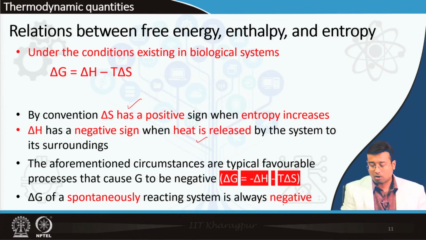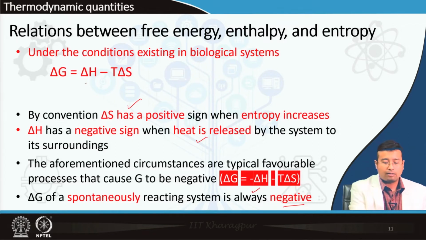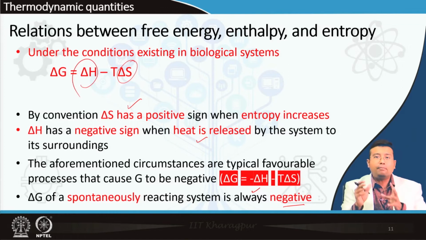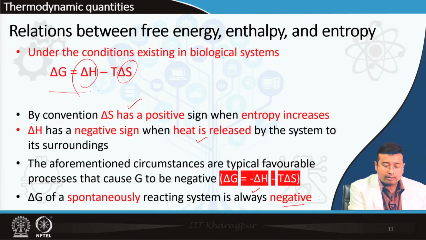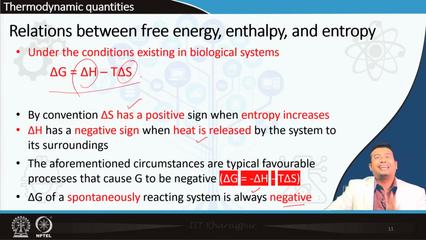So, in the case of a spontaneous reaction, delta G is always negative. This is the rule. So, how can it be negative? In an exothermic reaction, delta H is negative and the T delta S term is positive, so the sum becomes negative. That is why, in a spontaneous reaction where delta H is negative and delta S is positive, by equating this relation, delta G always becomes negative and thus the reaction is spontaneous.